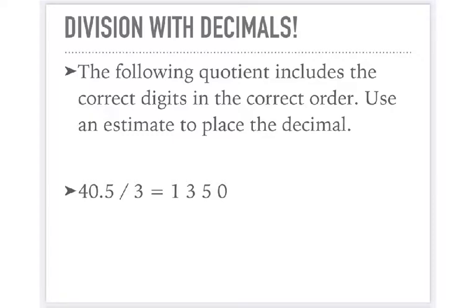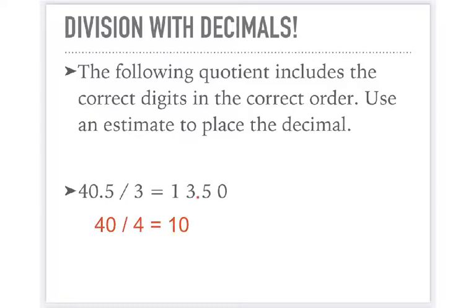Okay, so the following quotient includes the correct digits in the correct order. So use an estimate to place the decimal. I'm telling you, this is all correct, but it needs a decimal in that quotient. How are you going to figure that out? Pause the video and try and figure it out. Come back when you're ready.